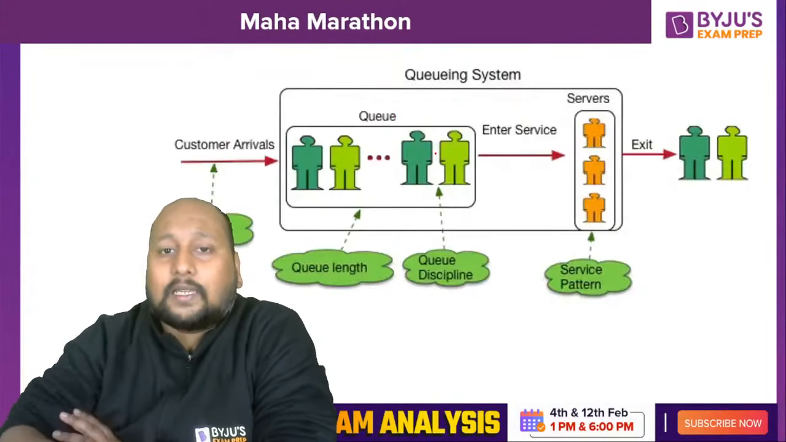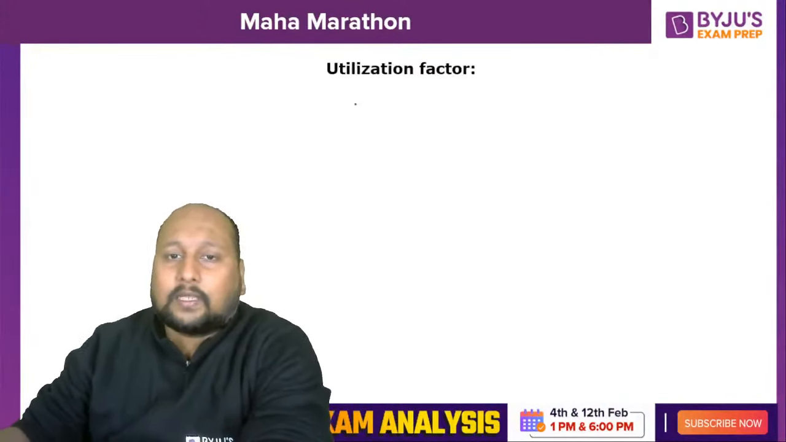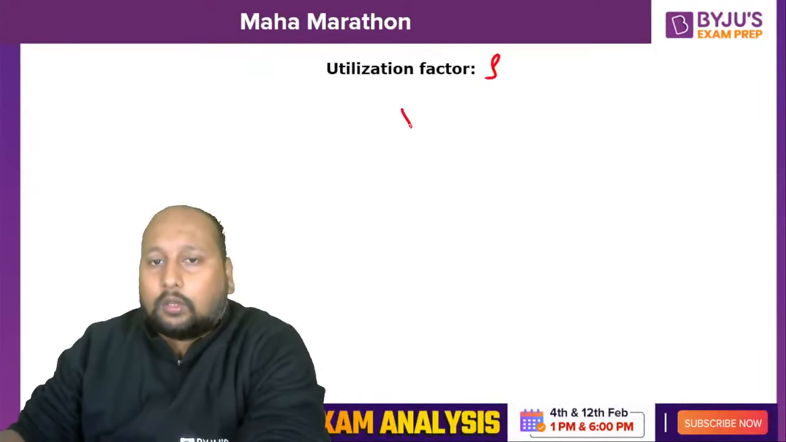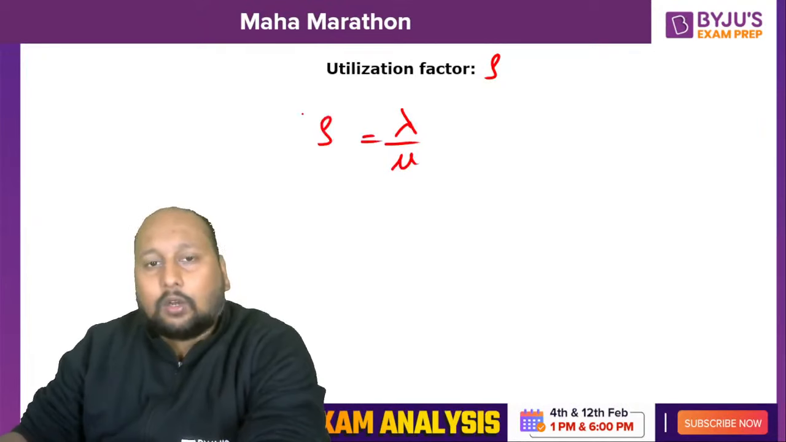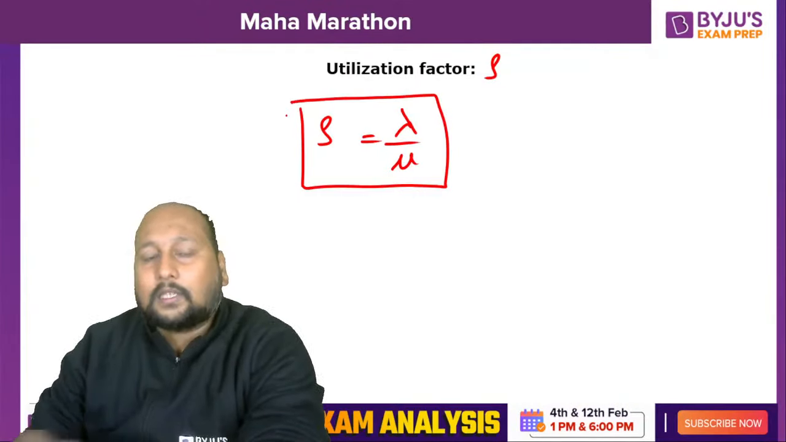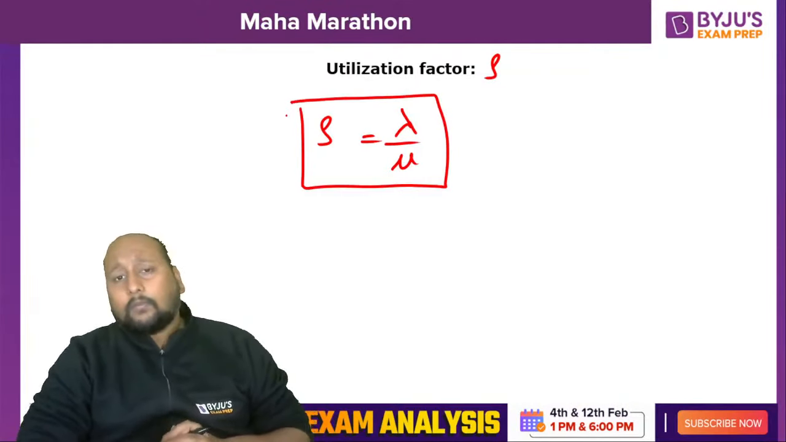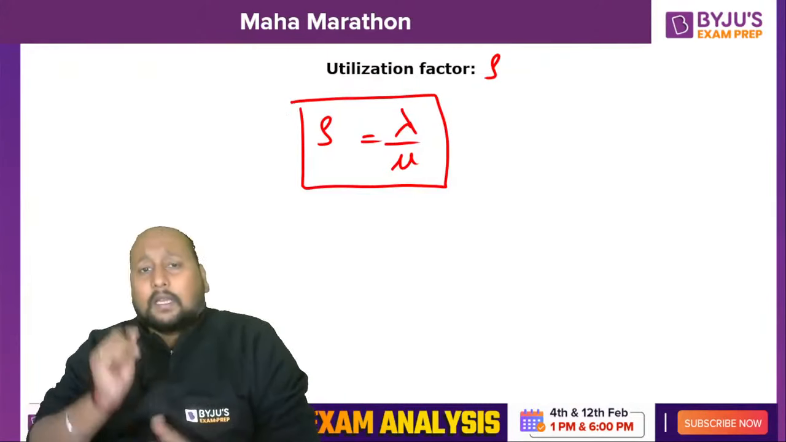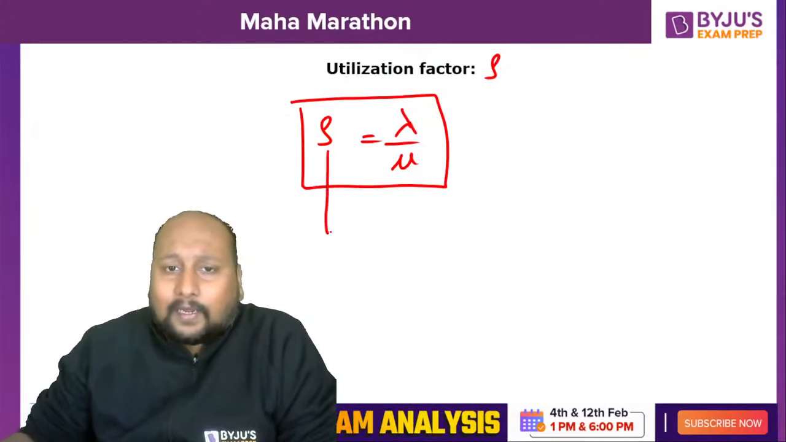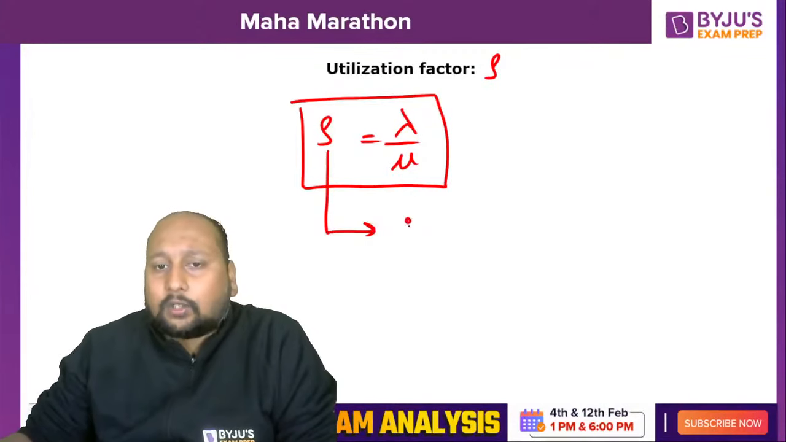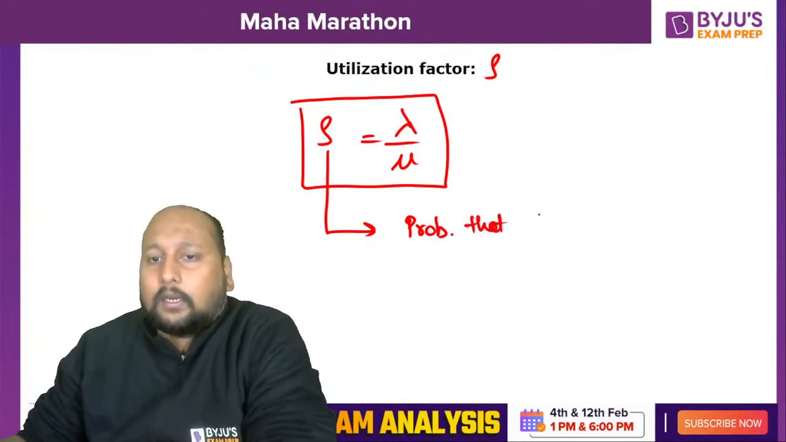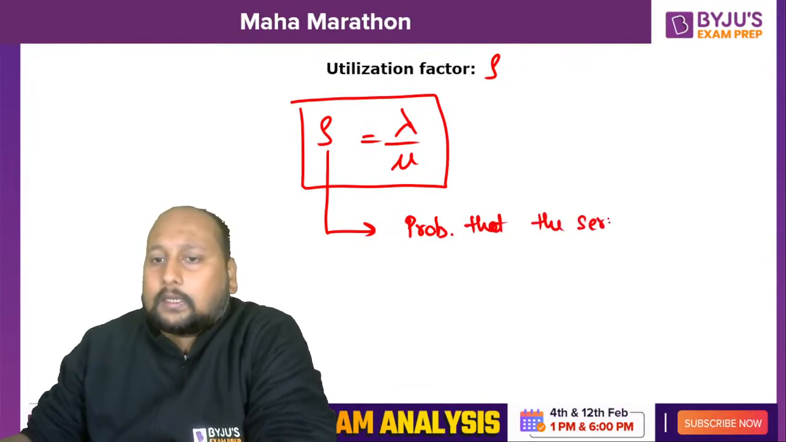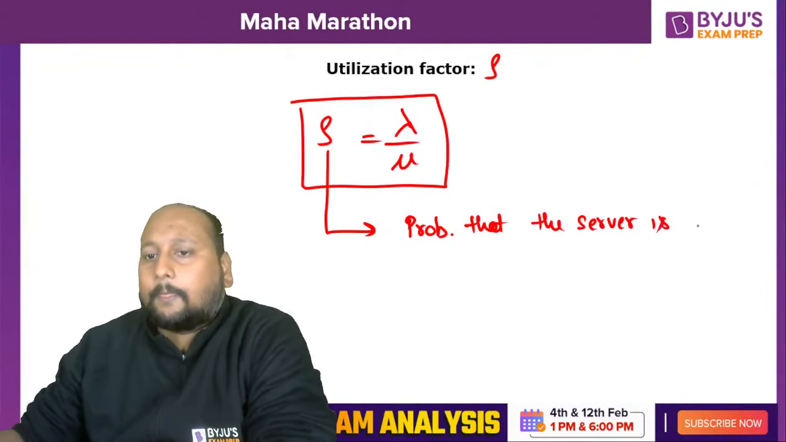So what is this utilization factor? Rho is lambda by mu. Can you tell me the significance of this utilization factor? Anyone? What is the importance of this? The rho value tells us the percentage or the probability that the server is busy.